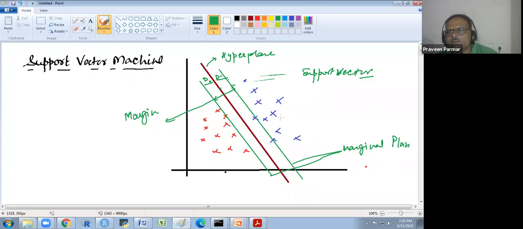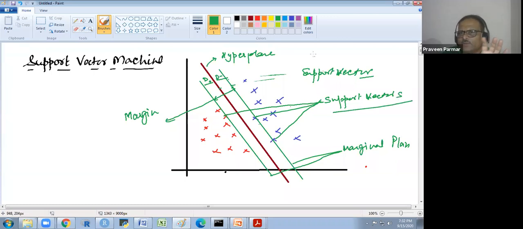And this and this, we have support vector. It may not be the only one. If there are two support vectors on this side, or the line is passing through these two, these are the support vectors. So this terminology we have to understand first. What is a support vector? What is the hyperplane? And what is the margin?